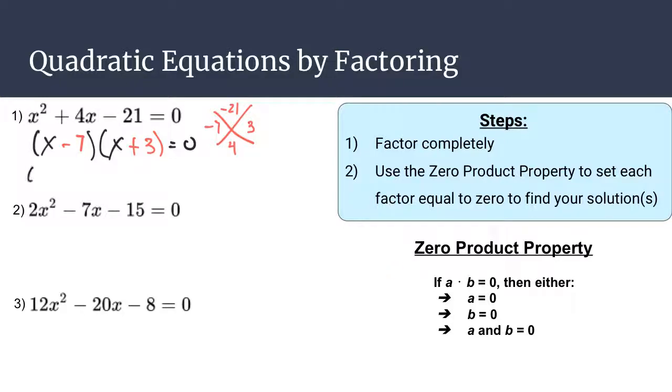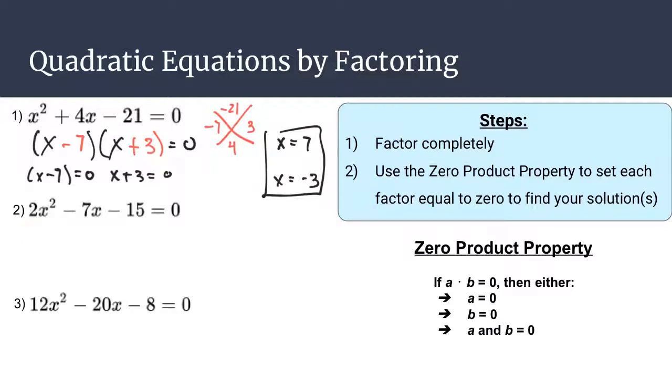Now we use our zero product property, which tells us that x minus 7 is going to equal 0, and also x plus 3 is going to equal 0. So you just solve each of these. This is pretty simple. You get x equals 7, x equals negative 3, and that is our final answer for the first one. Now for the second one, you notice that you have a 2x squared, so that means you need to do a box and a diamond problem.